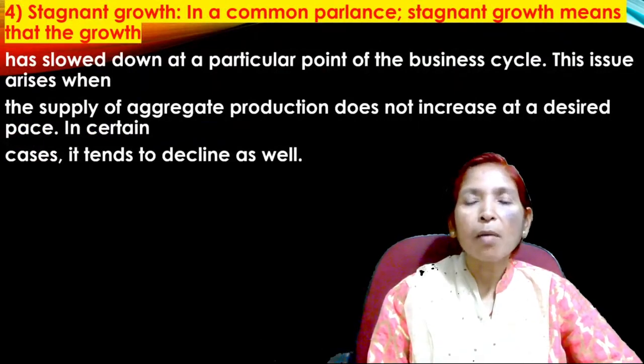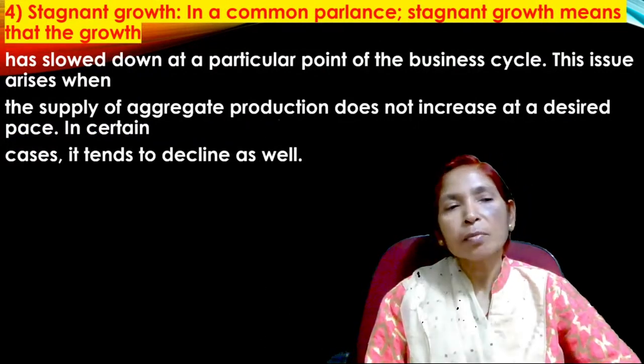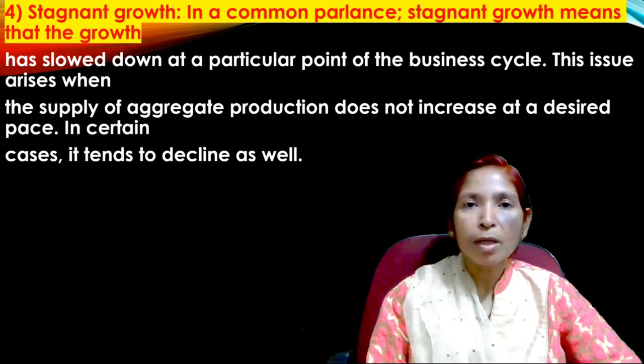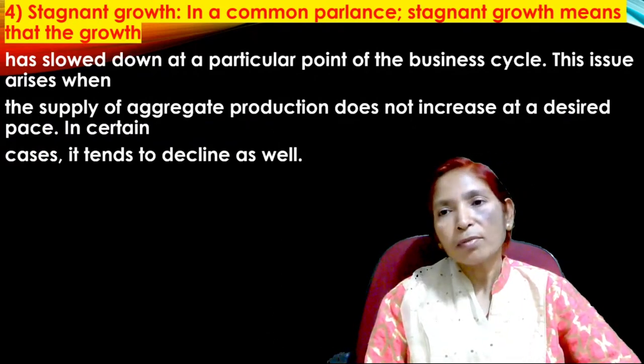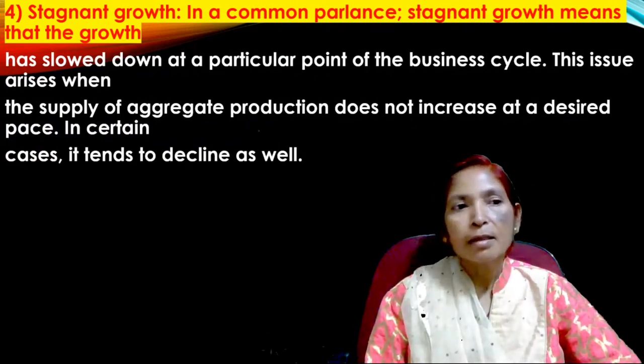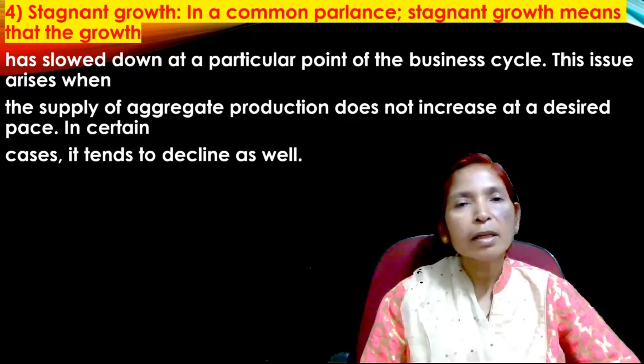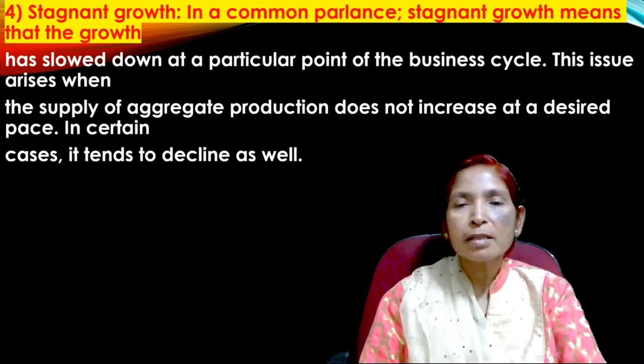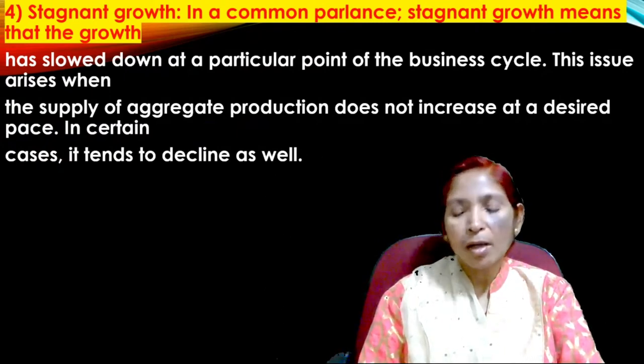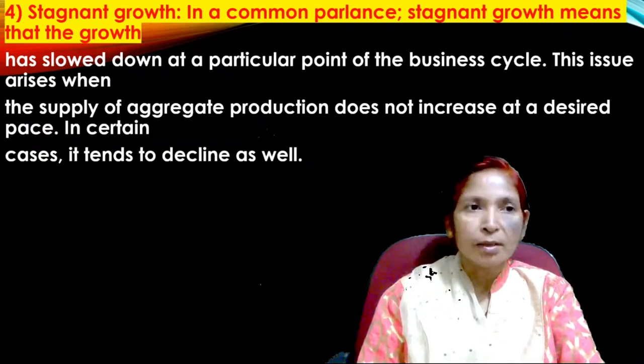Stagnant growth. In common parlance, stagnant growth means that growth has slowed down at a particular point of the business cycle. This issue arises when the supply of aggregate production does not increase at a desired pace. In certain cases, it declines or tends to decline as well.